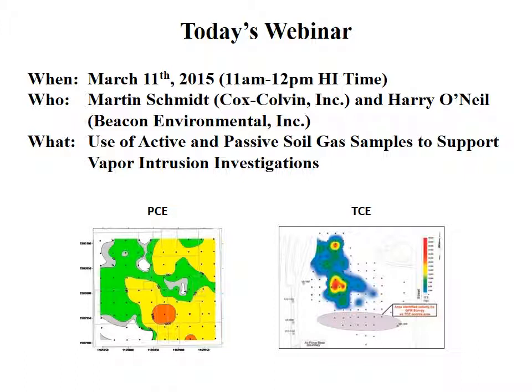And similar to Vapor Pins, passive soil gas samples are much cheaper than active soil gas samples, and they allow you to collect a lot more samples for the same cost, so you get a much better resolution of what the vapor plume looks like.